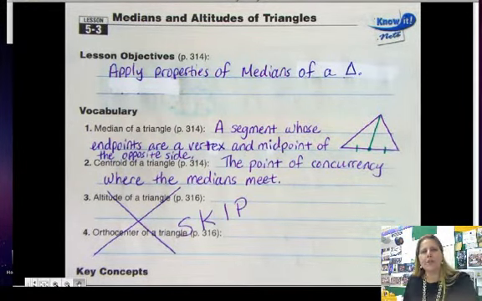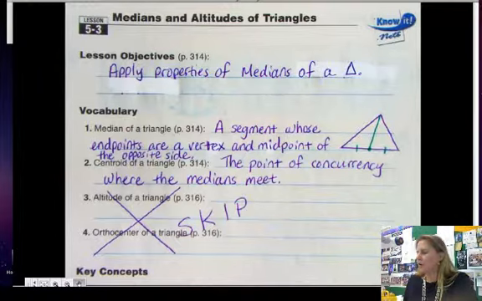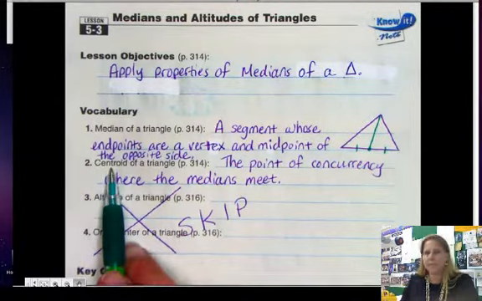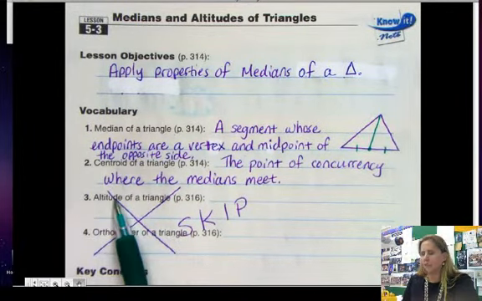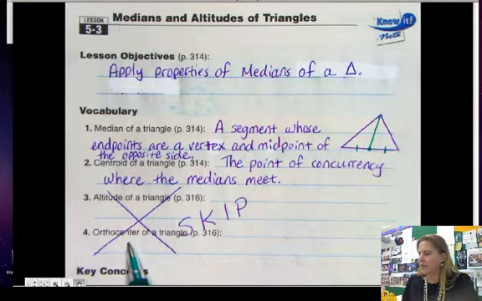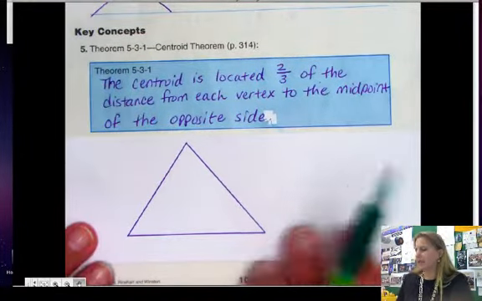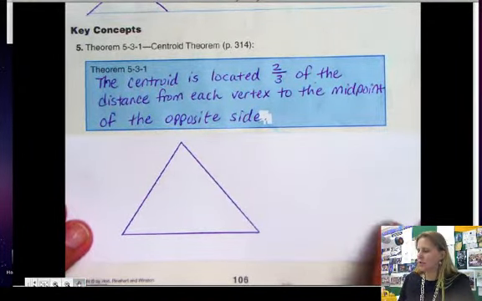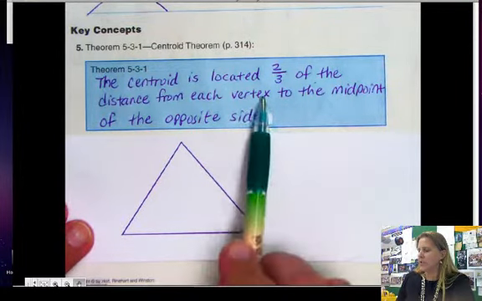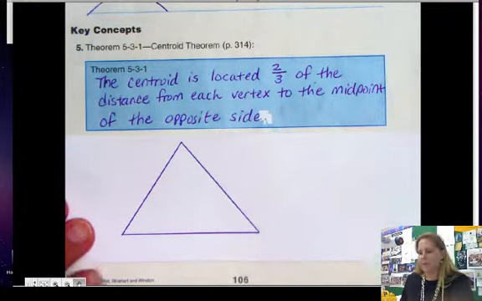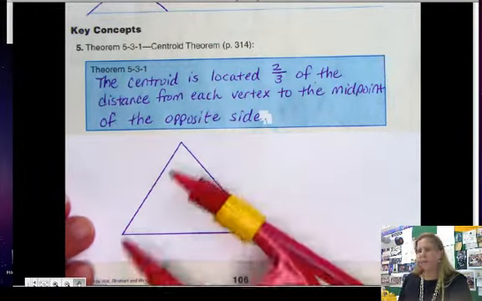The centroid of the triangle is where all three medians meet in the same spot, a point of concurrency, so that is called the centroid. We're going to skip altitude and orthocenter. You're not going to be quizzed or tested on that, so just go ahead and skip that. So the centroid theorem is that the centroid is located 2/3 of the distance from each vertex to the midpoint of the opposite sides. So take out your compass and protractor.